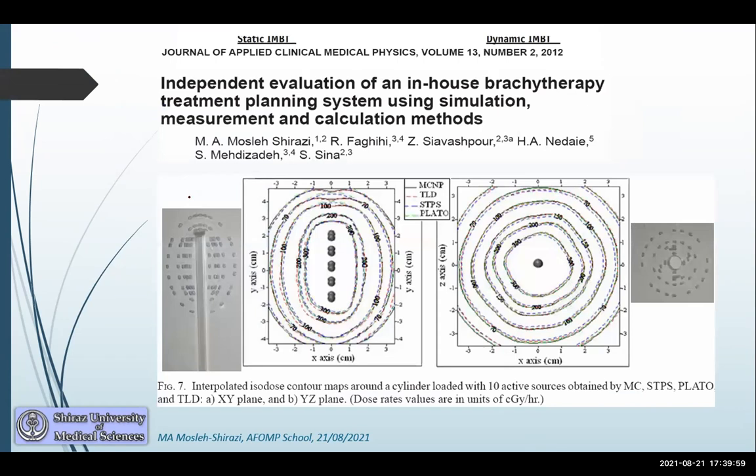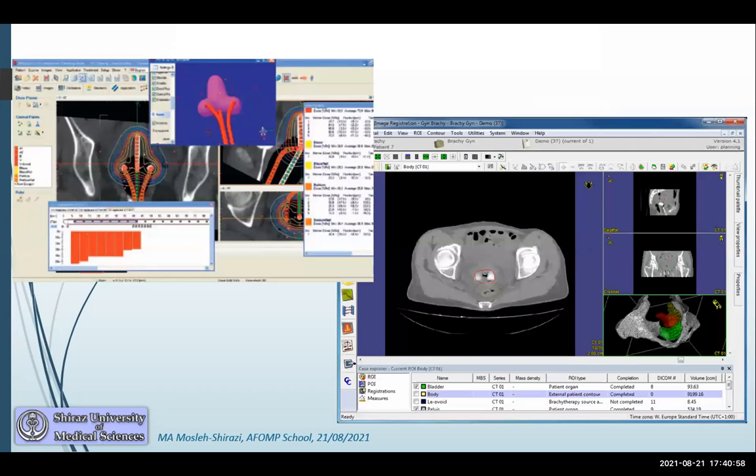We used that up center for some time, an in-house version of that, where you had the benchmarked it against Plato, a commercial system. Our system is called STPS. In this paper, we report on its commissioning and also its benchmarking against Monte Carlo calculation and TLD dosimetry. And interestingly, this tip of the applicator issue again is seen, where in reality you have a dip, but these planning systems, both commercial and in-house, don't see that and assume that the line continues. Otherwise, quite good agreement.